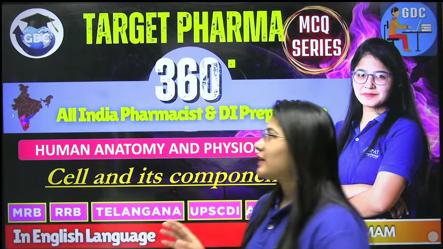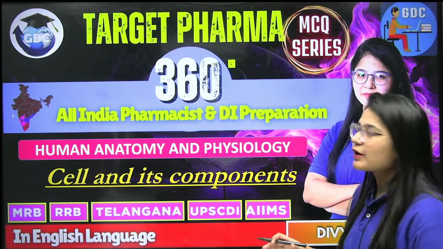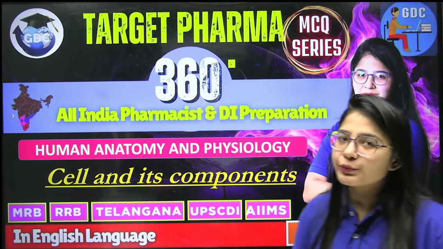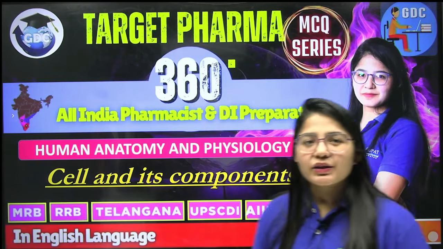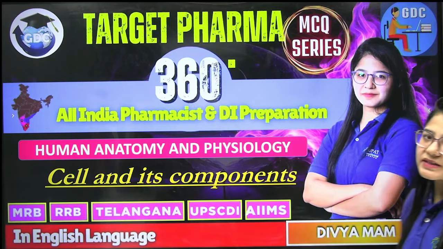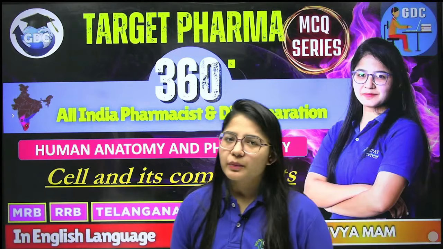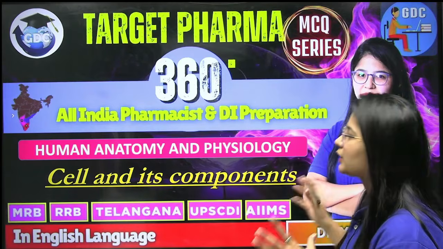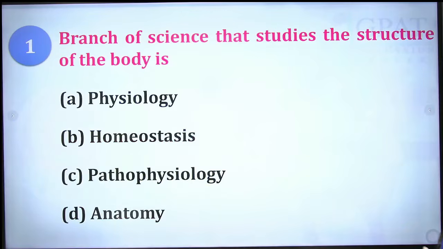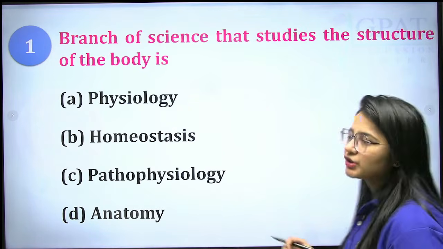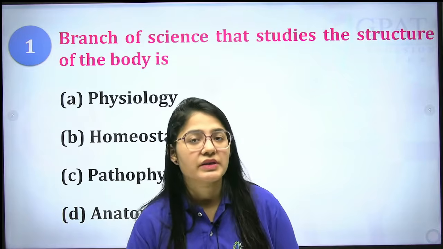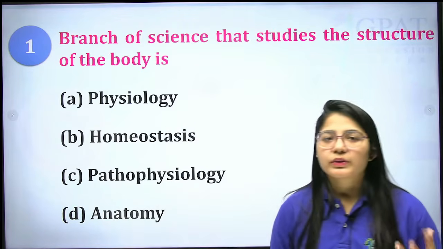So, let's start our session, and today we are going to discuss the questions of human anatomy and physiology, and the topic will be cell and its components. This is the small topic, so this is going to be the very easy one. First question: branch of science that studies the structure of the body.